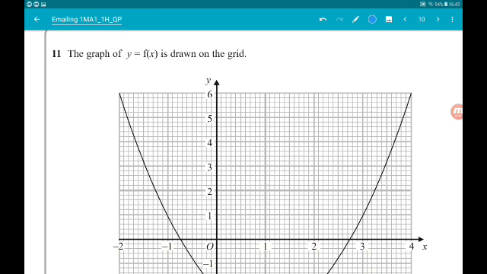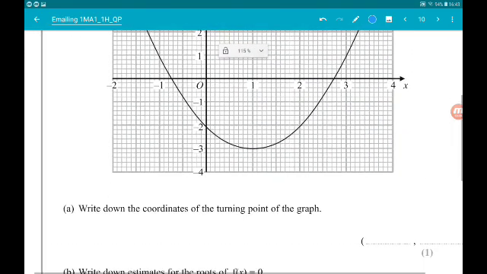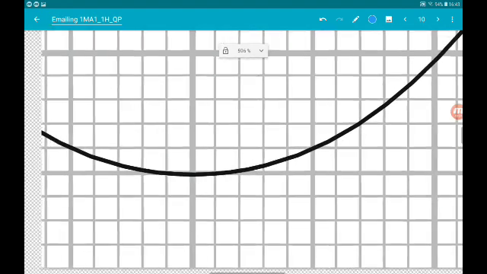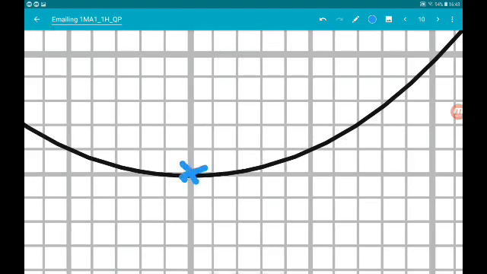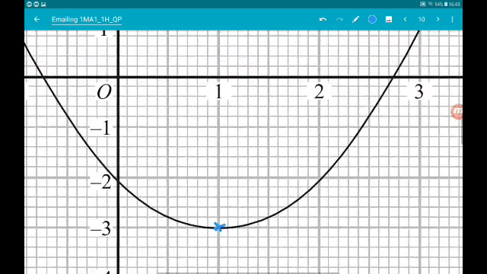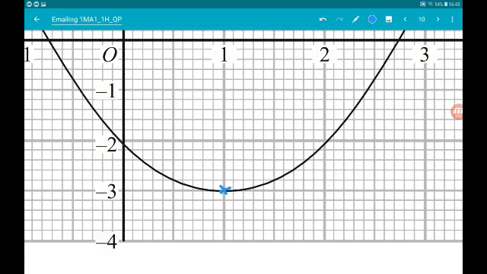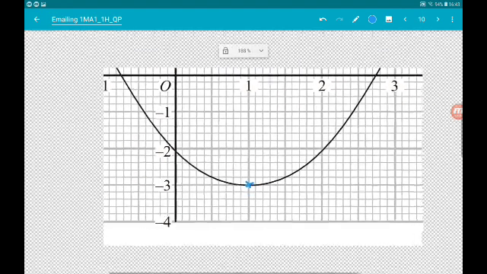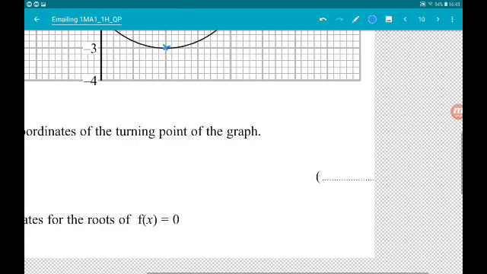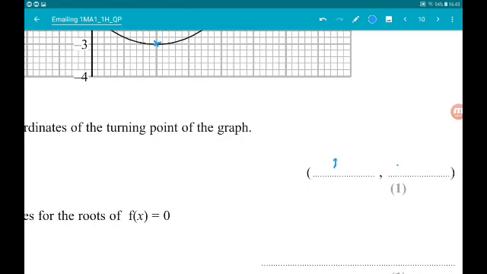Okay, number 11, we have a quadratic graph y equals f of x. And part A asks us to write down the coordinates of the turning point. So, a turning point, funnily enough, is where a graph turns around. So, here, it's this point. Now the x-coordinate is 1 and the y-coordinate is -3. So it's 1, -3.